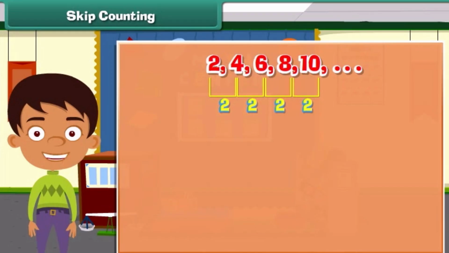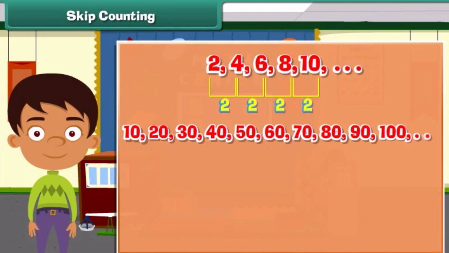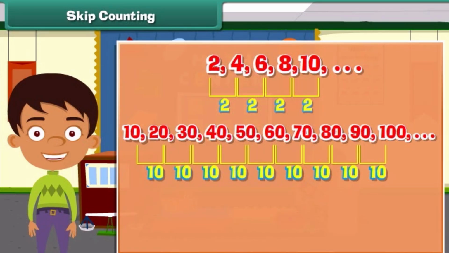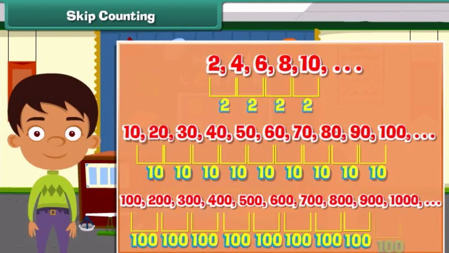We skip count by tens in the following way: 10, 20, 30, 40, 50, 60, 70, 80, 90, 100. If you notice, the difference between any 2 adjacent numbers is the same, that is 10. Now let us skip count by hundreds: 100, 200, 300, 400, 500, 600, 700, 800, 900, 1000. Here the difference between any 2 adjacent numbers is 100.